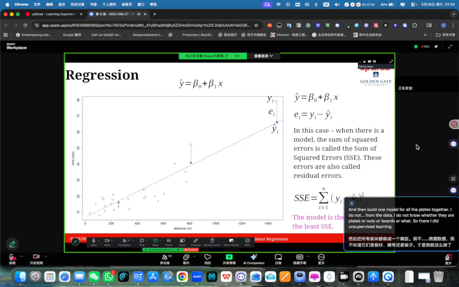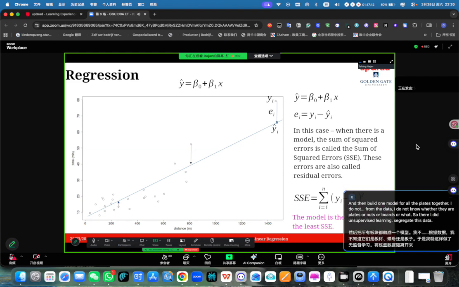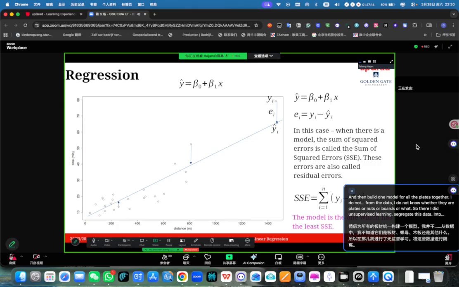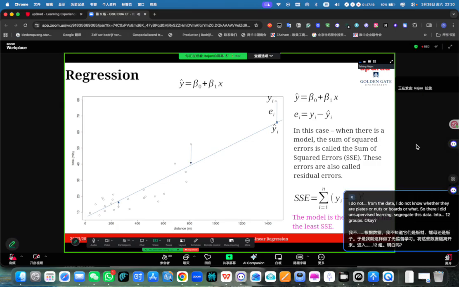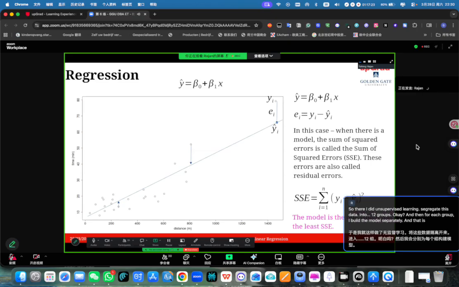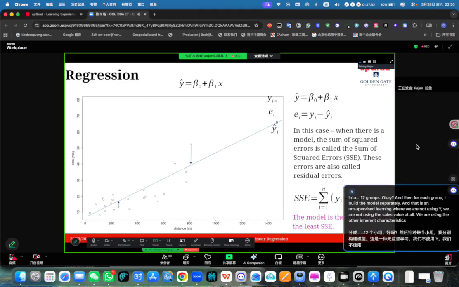Segregate this data into 12 groups. And then for each group, I build the model separately. And that is unsupervised learning, where we are not using Y. We are not using the sales value at all. We are using the other inherent characteristics of the object itself.